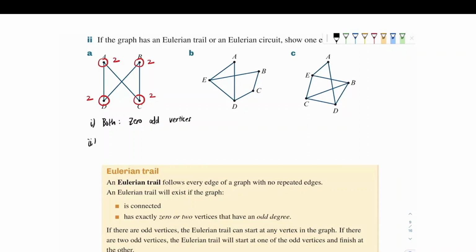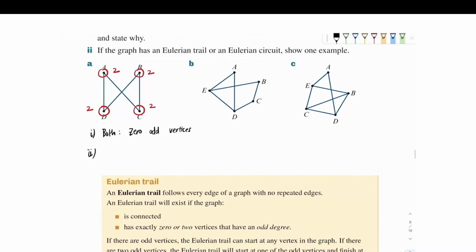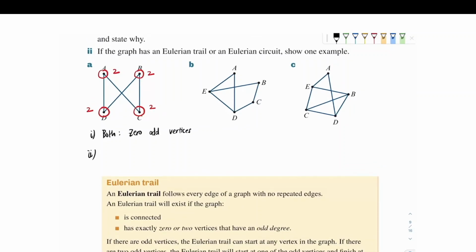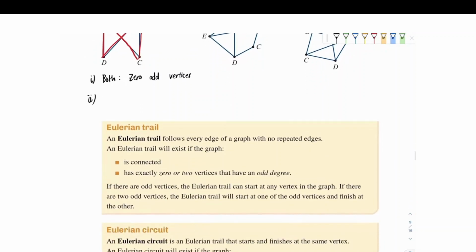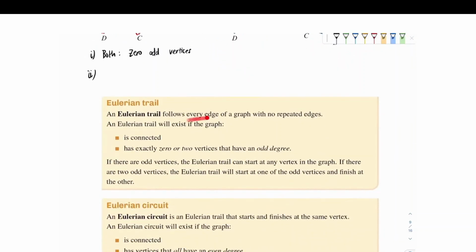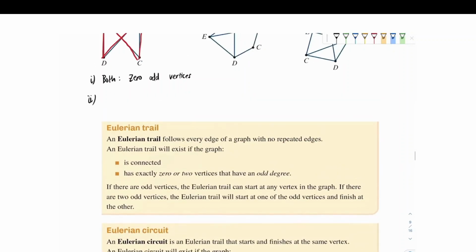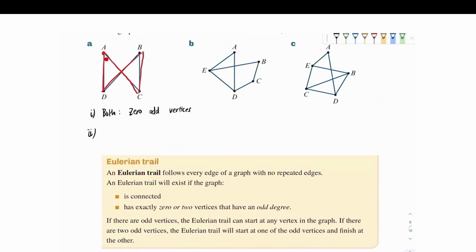And in part 2, it says if the graph has an Eulerian trail or a circuit, show one example. So in our case over here, I'll just eliminate these markings. So we could have A as our starting point, and then go to C, and then go to B, and then go to D, and then go back to A, and that would be an example, because an Eulerian trail follows every single edge with no repeated edges. So we managed to trace the entire graph just like that without repeating any of our edges.